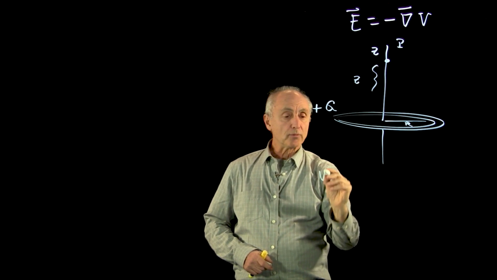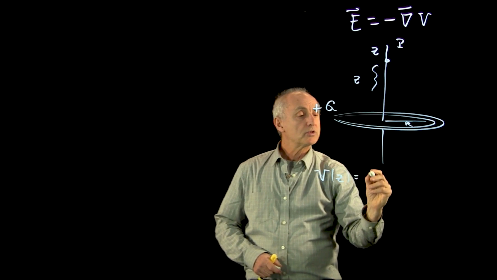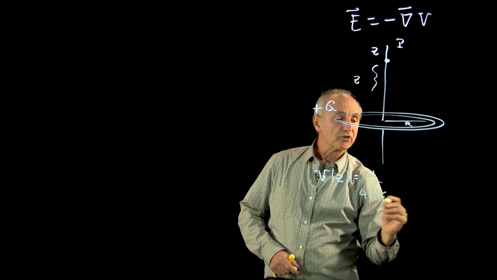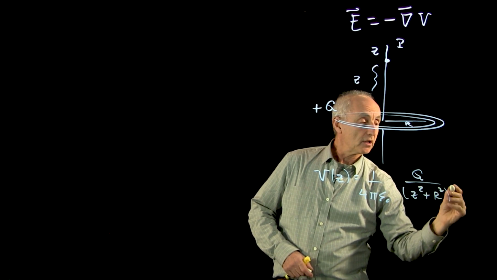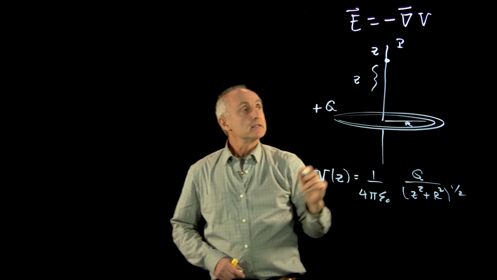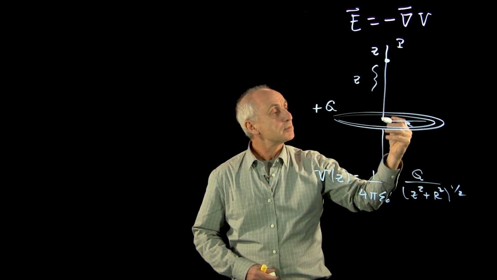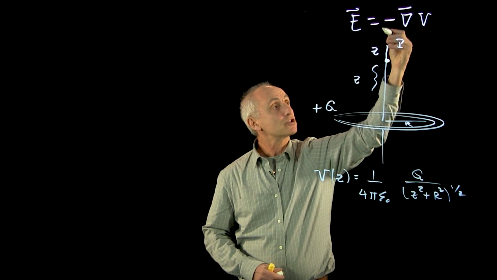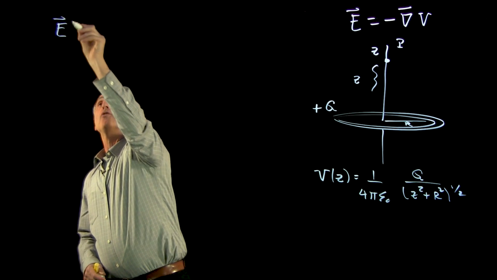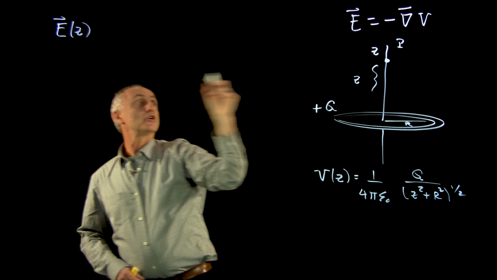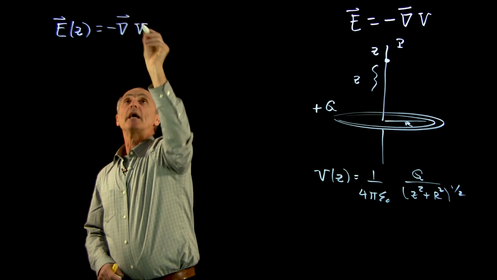For this particular problem, we calculated that the potential at this field point was equal to 1 over 4 pi epsilon naught Q over (z squared plus R squared) to the 1/2. Now, we can use this result because we have the potential entirely along this direction. If we wanted to find the electric field along the z-axis, we can apply this result.